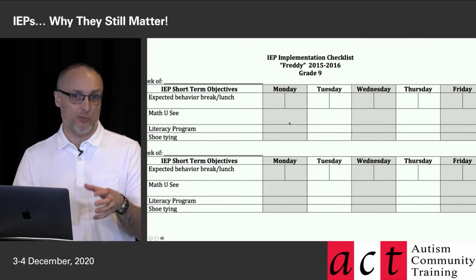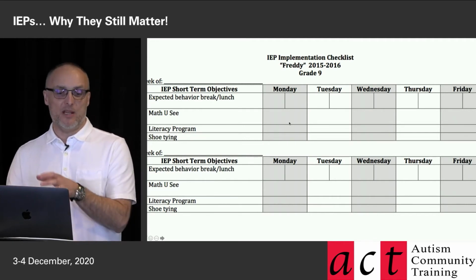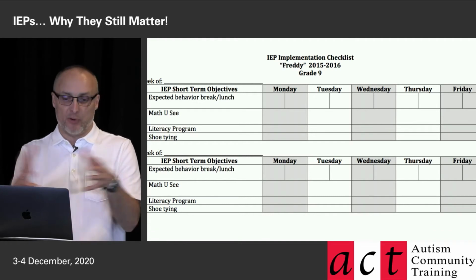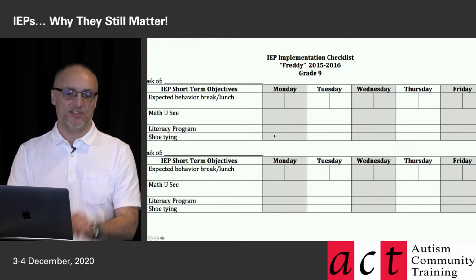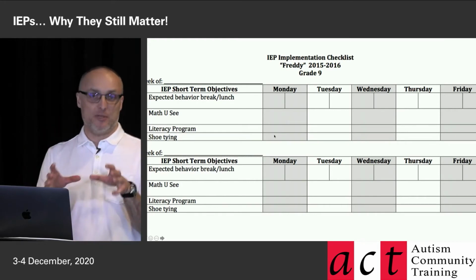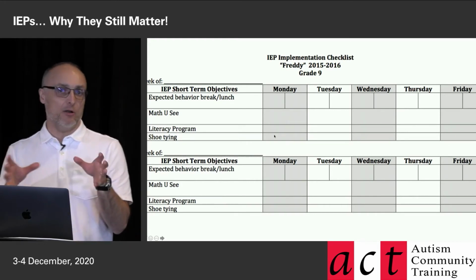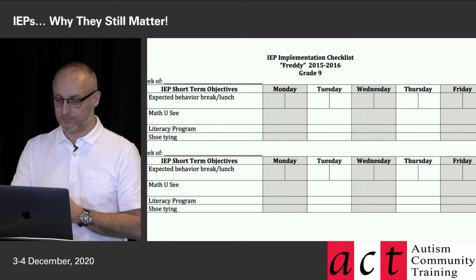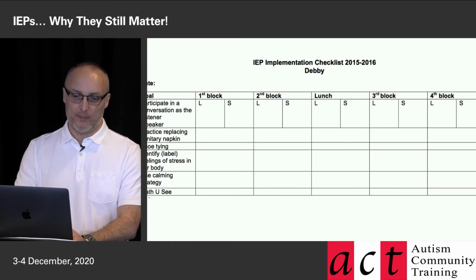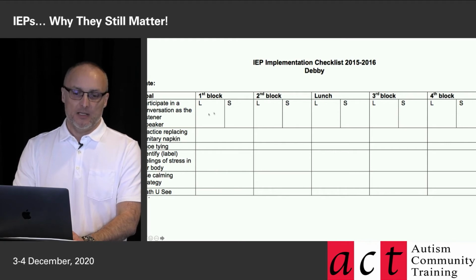At the very least, this is accountability that you are doing the teaching, and there may be a literacy program data sheet in a binder for the literacy program, similar to the shoe tying. So this is extremely lean and mean. This isn't necessarily all of the IEP, but this was starting to get the EA to take this type of data.